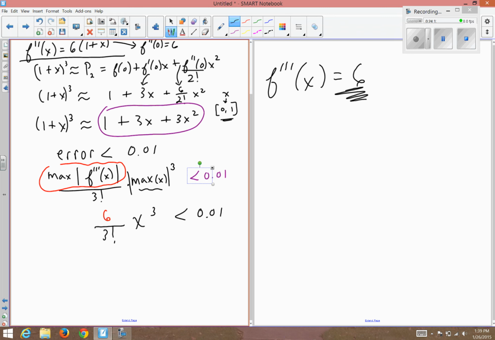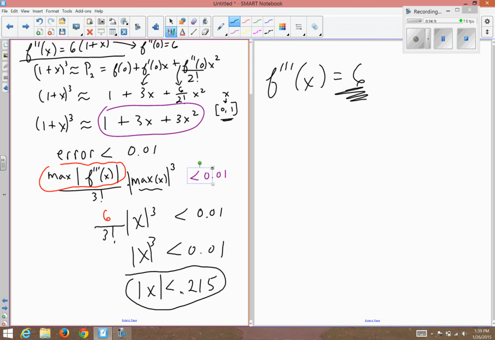Well, 6 over 3 factorial is actually 1. 1 times x cubed has to be less than 0.01. So we should use absolute value there. So if we take the cube root of 0.01, we get 0.215. So we'll say as long as the absolute value of x is less than 0.215, the error in this polynomial approximation will be less than 1/100th.